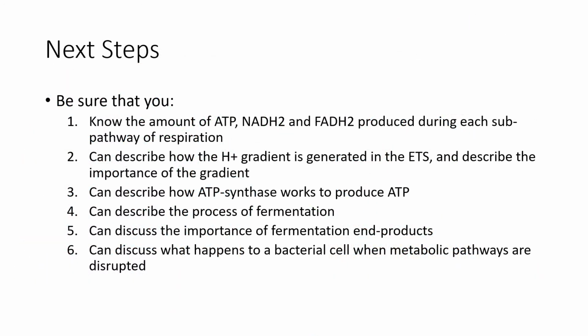So for your next steps, and as you're answering the questions on your assignments, make sure that you know the amount of ATP, NADH2, and FADH2 produced during each subpathway of respiration. Make sure you can describe how the hydrogen ion gradient is generated in the electron transport system and describe the importance of this gradient. Make sure that you can describe how ATP synthase works to produce the ATP. Make sure you can describe the process of fermentation, the importance of those fermentation end products, and make sure you can discuss what happens to a bacterial cell when metabolic pathways are disrupted.